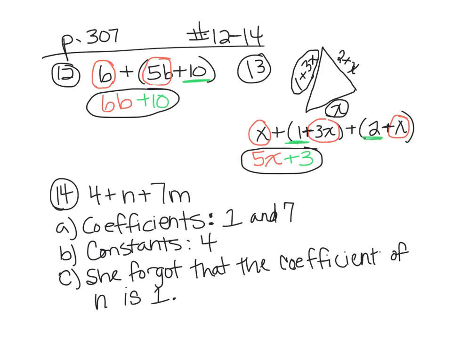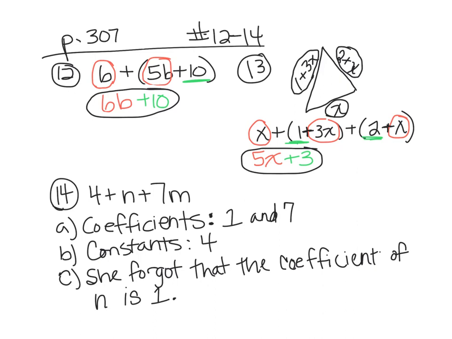And then the last side is 2 more than the bottom of the triangle. So this is where we add 2 to that bottom of the triangle piece, which is 2 plus x. And then to find the perimeter, you simply add those 3 expressions together. So you have x, which is the bottom side, 1 plus 3x, which is a second side, and 2 plus x, which is the third side.